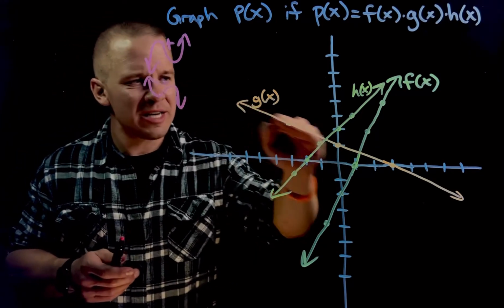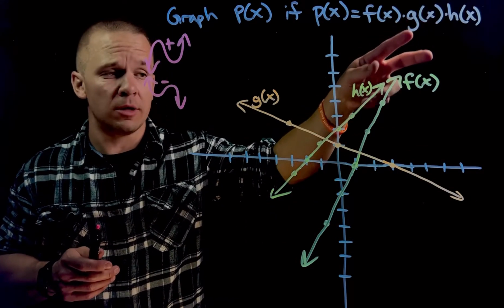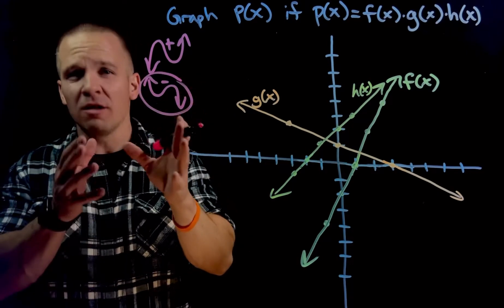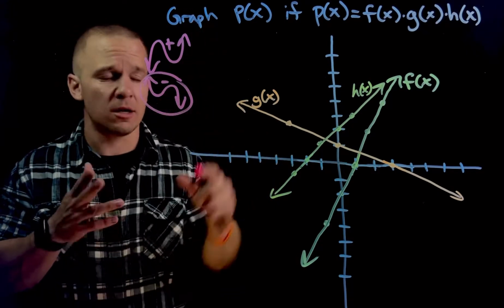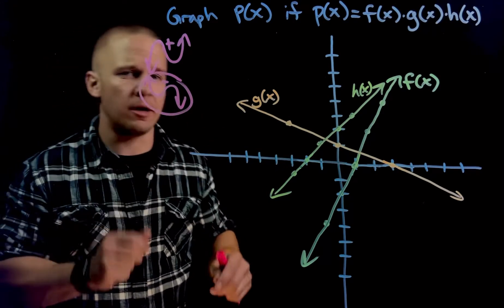Well, this has a negative slope, while these two have a positive, going up to the right slope. So a negative and two positives would be negative. So it's going to look something like that, maybe not quite as drastic, but it's going to be going down and to the right. Okay, so we've got one part here.